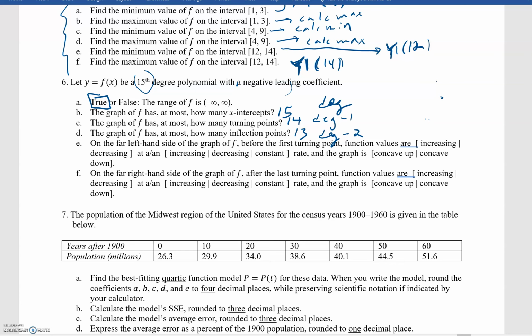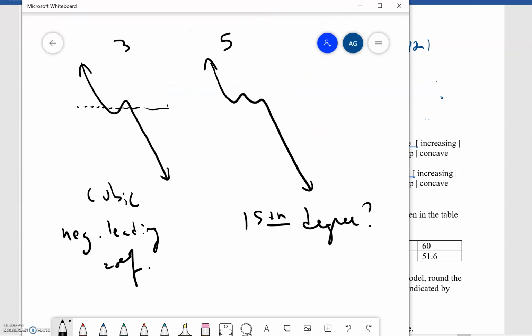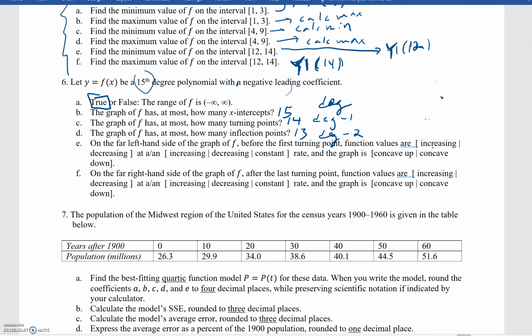Okay. How about E and F? On the far left-hand side of the graph, before the first turning point, what is this thing going to be doing? Well, it doesn't matter how many bumps it has. We're just looking at this region over here, from this region here or here. And in both cases, we are decreasing at a decreasing rate, concave up. So that's decreasing at a decreasing rate, and the graph is concave up.